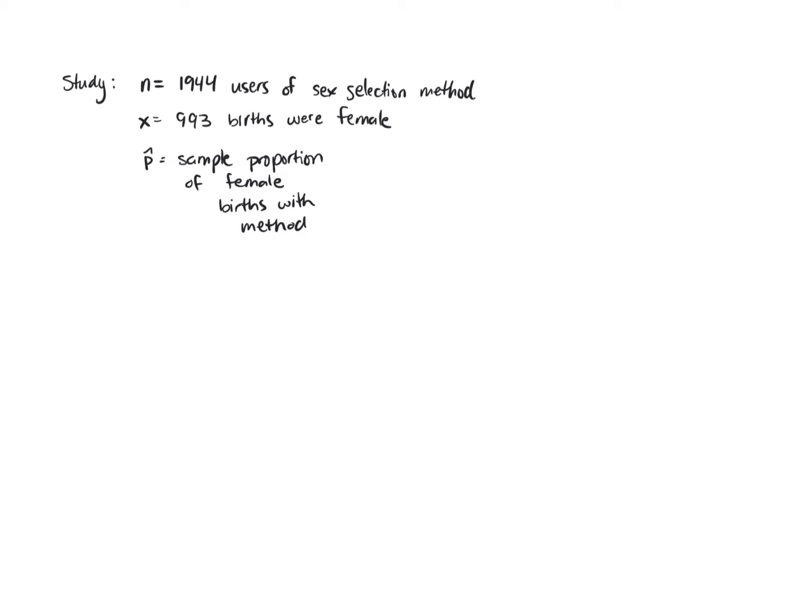I want you to pay attention to the notation that I'm using here. N is our sample size. X represents the number of births that are female. These two statistics allow us to calculate a third sample statistic, which we call p hat. P hat in this particular problem represents the proportion of births that were girls using this method. We can calculate this sample proportion by dividing X by N.